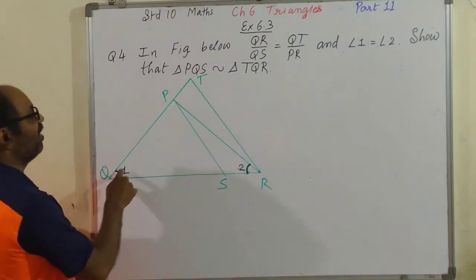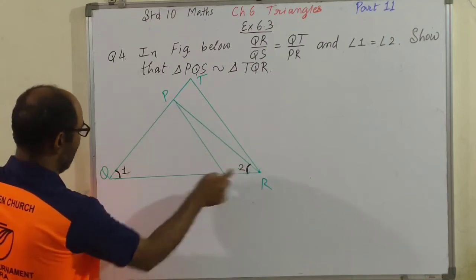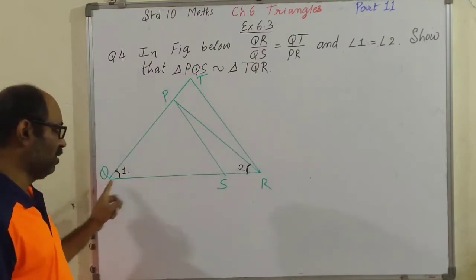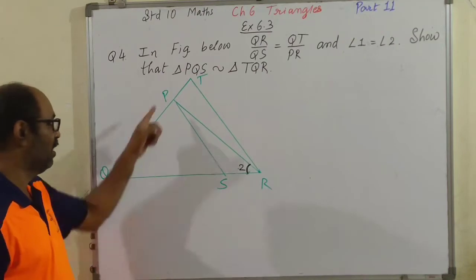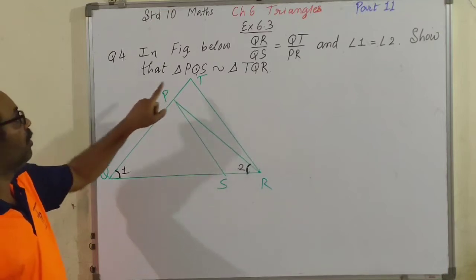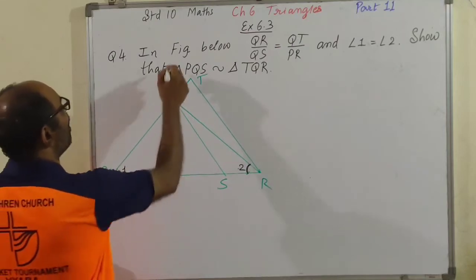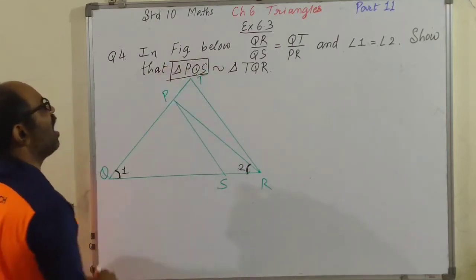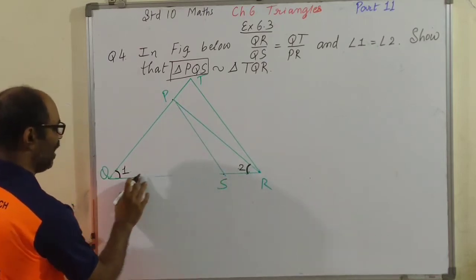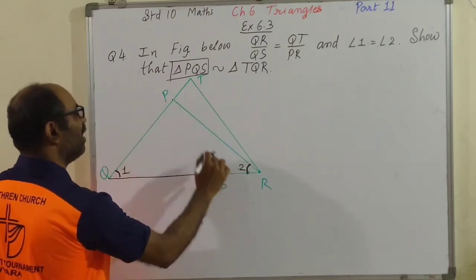Here, angle 1 means you can say PQS. Angle 2, PRQ. You can give different names also. That is number 1. Anyway, show that triangle PQS is similar to triangle PQR. Children, where is triangle PQS? P, Q and S. Let me make it black. Alright? Let me make it black triangle.